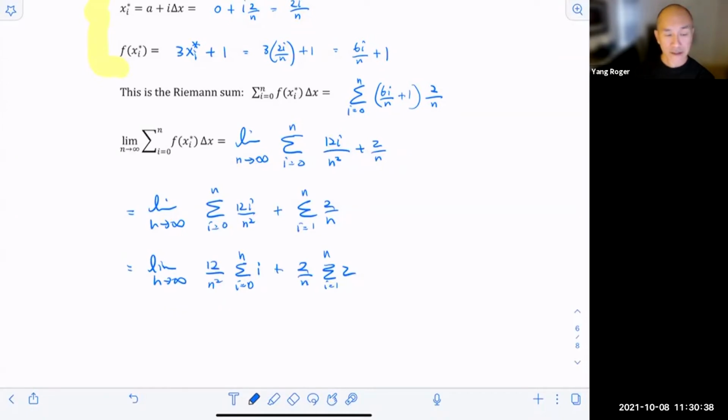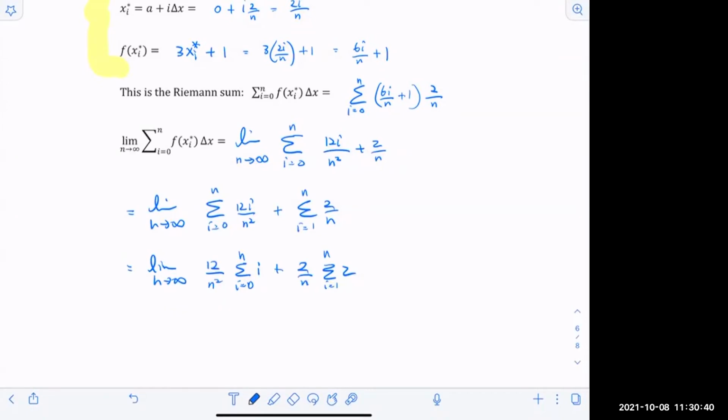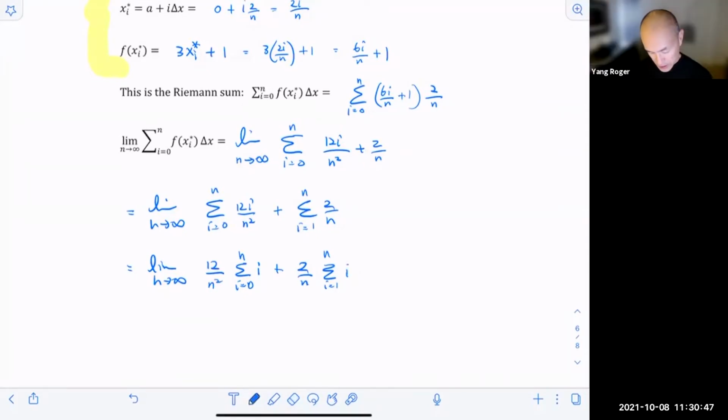Professor, yes. I'm just curious for the second one. Why is it i equal to 1 and the first one is i equal to 0? It's i equal to 0.